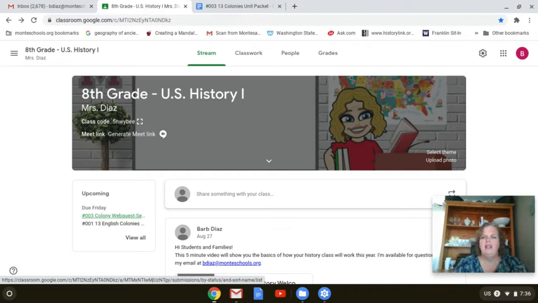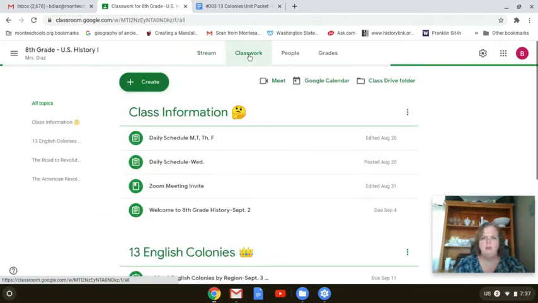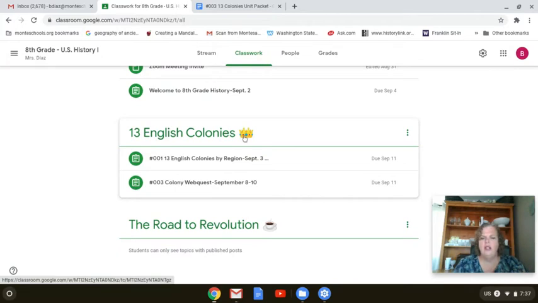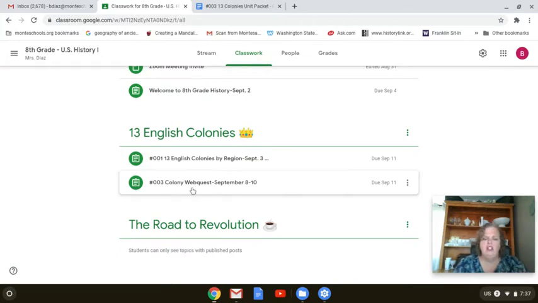And then the next assignment is one that will take the rest of this week to do. It's a fairly long document, but we're going to break it up into smaller parts, and I'm going to show that to you right now. So all of our assignments, remember, the directions and the materials for those are under classwork. And so if you go to classwork, we're in this 13 English colonies unit. And I did some revision, so this looks weird because it's hashtag 001. This was the chart we made last week.